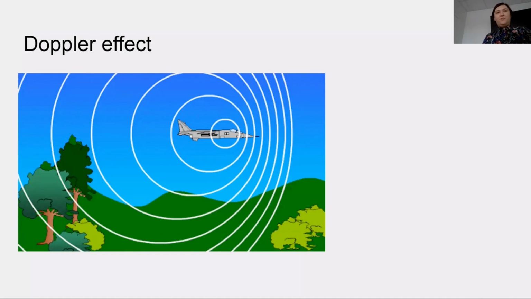Okay, and now we have the Doppler effect, which is connected with echolocation. You may also know it from your experience. When the ambulance is moving and approaching you, the sound of the alarm is higher, and the frequency is also higher. And when the ambulance is passing you away, the sound has lower frequency. And this effect is used in radars.